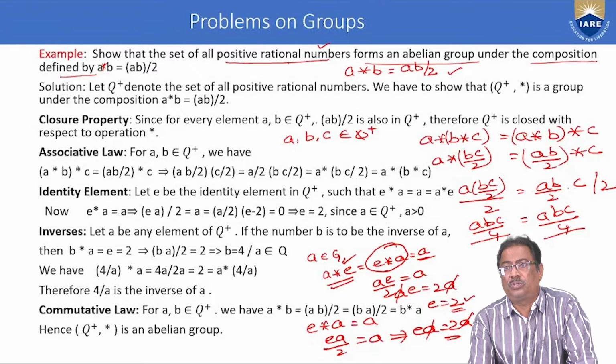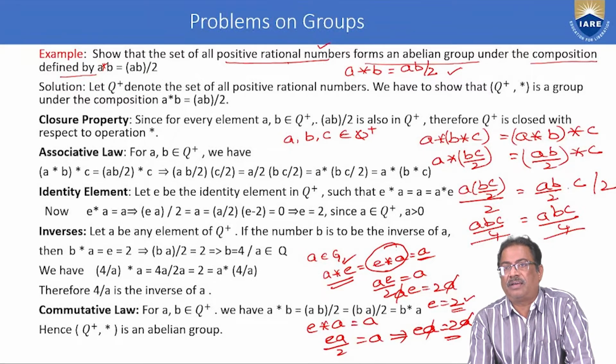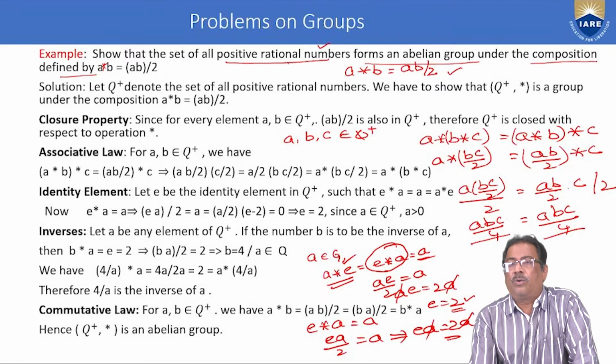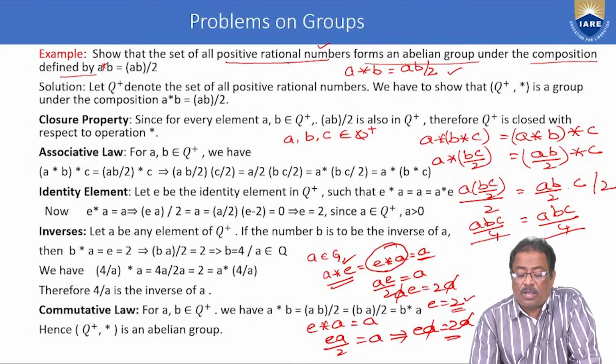2 belongs to Q plus. So it is having the identity element. Now we have to find out what is the inverse of each and every element, whether it exists or not. So that we have to find out.